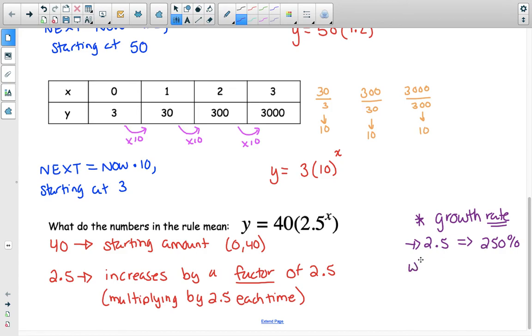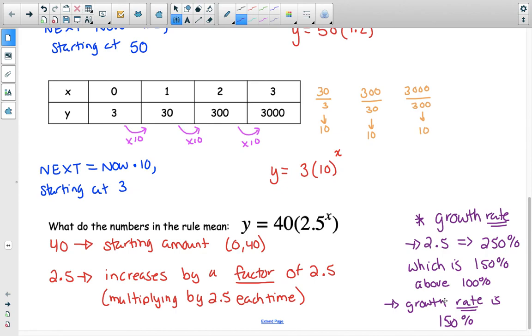250% is 150% above or away 100%. So 150% above 100%. That tells us that our growth rate is actually 150%, because it is above. It is a positive. That means it's a growth. It is above 100% by 150%. That's why our growth rate is 150%.